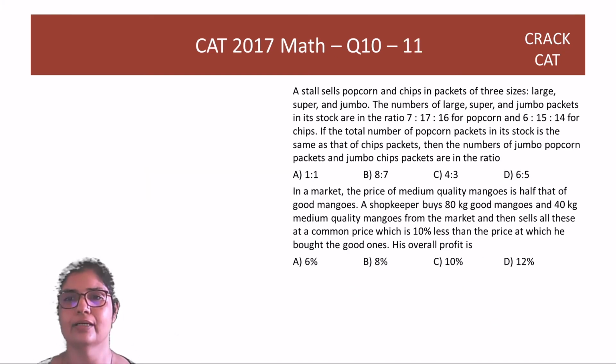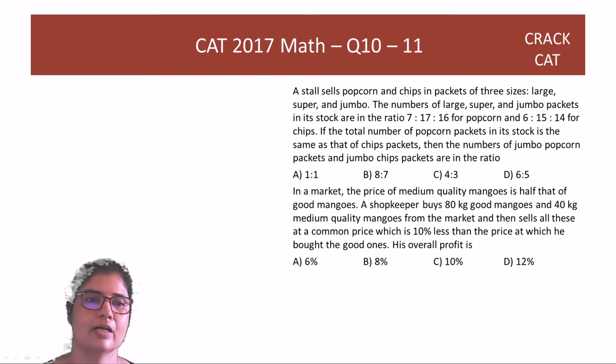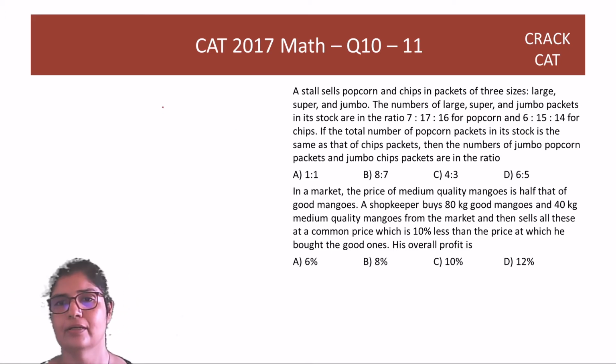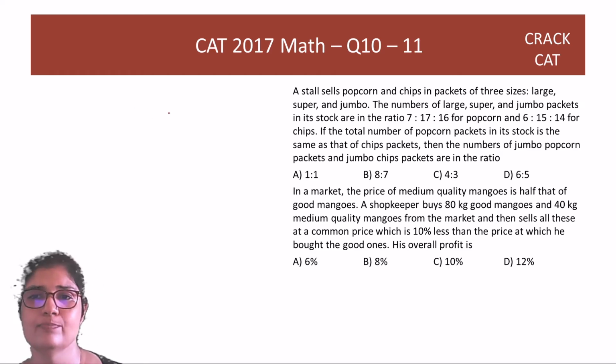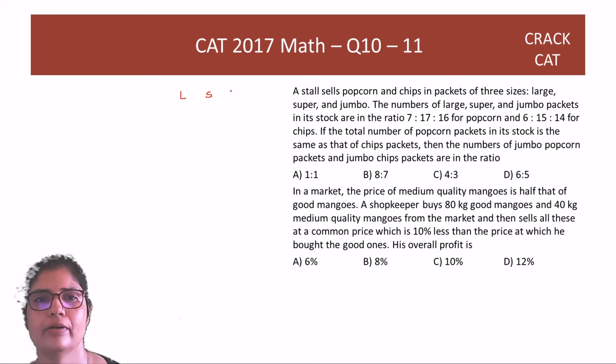Next, 10 and 11. A stall, you can see guys, till now we are just doing arithmetic. Right? We had a little bit of algebra in the time, speed, distance, but basic was arithmetic, right? A stall sells popcorn and chips in packets of 3 sizes. Okay? So popcorn, what are the 3 sizes? Large, super and jumbo. For popcorn, the ratio is 7:17:16. And for chips, the ratio is 6:15:14.